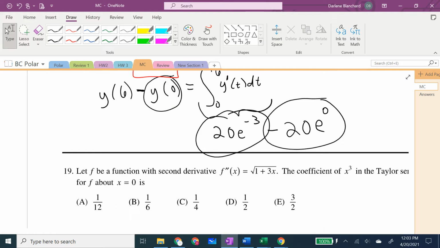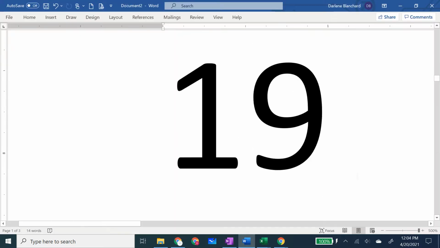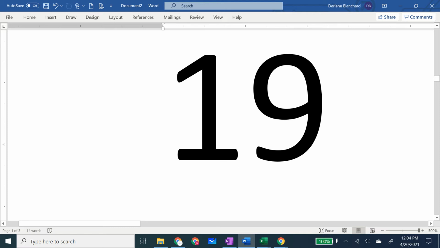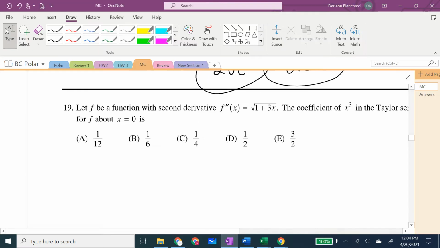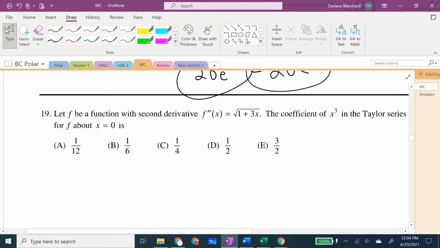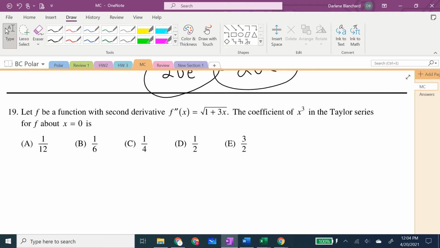All right. Number 19. Okay. Oh, Taylor series. Who misses Taylor series? Oh, no hands? No? Okay.